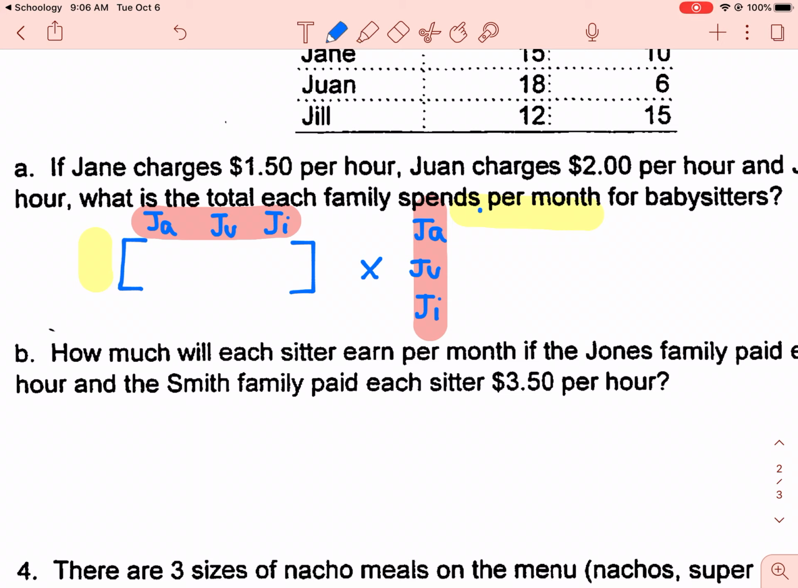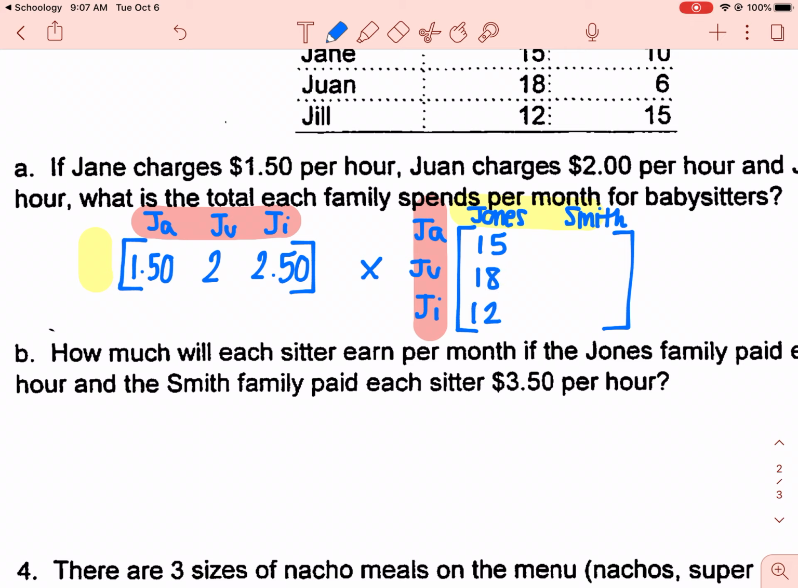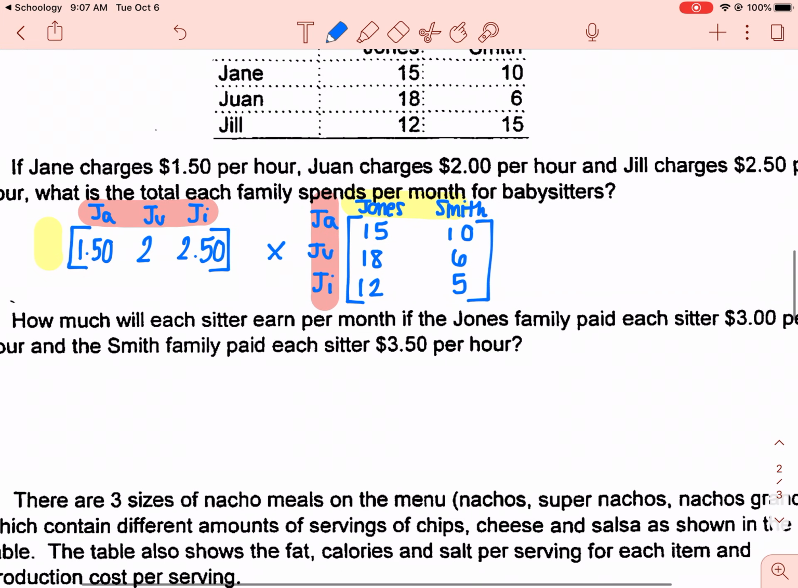This is going to be Jones. I'm just going to write it out. And this will be Smith. Okay, it's dictated by the red. So, Jane charges 1.5. Juan charges 2. Jill is $2.50. How many hours are they babysitting? This is 15, 18, 12. I'm just looking at the chart above. 10, 6, 5. In the end, when I do this matrix multiplication, I will have money compared to my families.